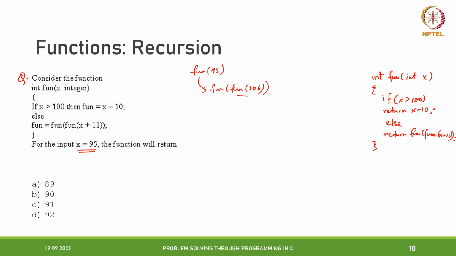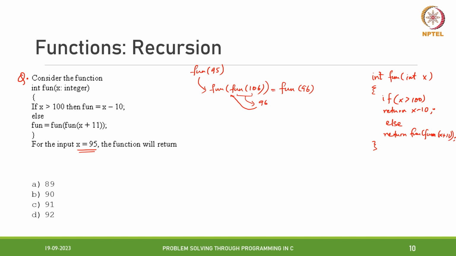So now what is this 106? What is 106? If you call fun of 106, exactly, so it's 96, right? Because it is greater than 100, so it will simply return x minus 10. So 106 minus 10, 96. So 96 will be returned here. So now this will become fun of 96.